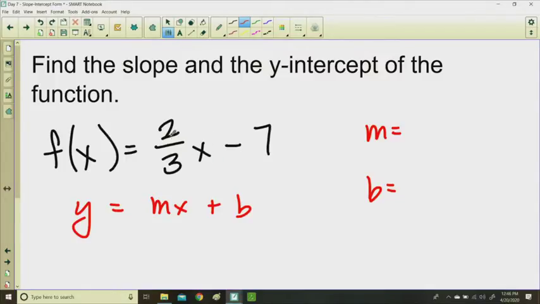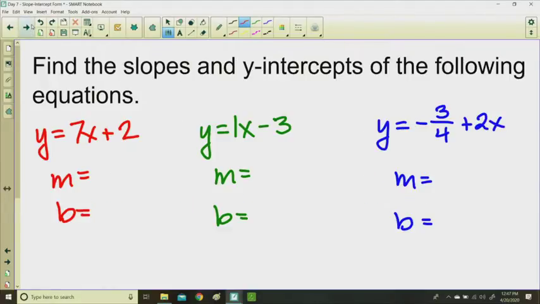In this case, you see 2/3 is with x. That's going to be our slope. And our y-intercept is not 7. Pay attention to the sign. It's going to be negative 7. Okay? So we'll talk about what this means in a little bit. And actually, a fraction for a slope is a lot easier to use. Okay, then now go ahead and practice on your own. See what you got. You pause it.